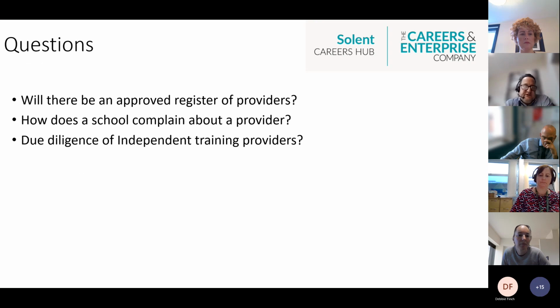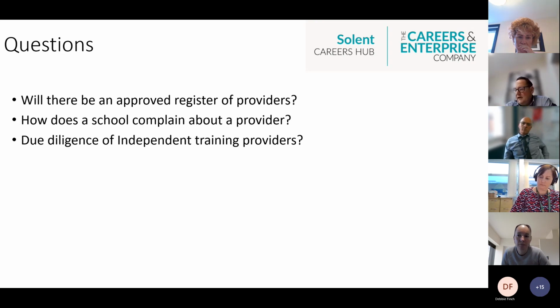So some of the questions that we're still looking at. The first one: will there be an approved register of providers? What I can say is that it's unlikely there'll be an approved one. However, we are working with local authorities on this at the moment, because there is a desire to look at some form of due diligence or checks and balances on some of these, so that we can pass that on to our schools.